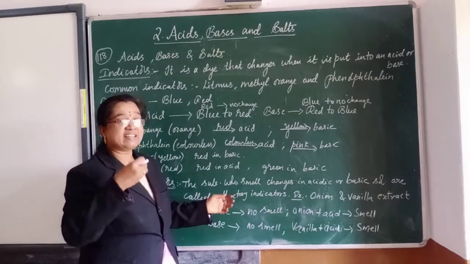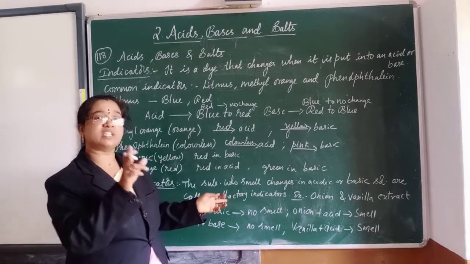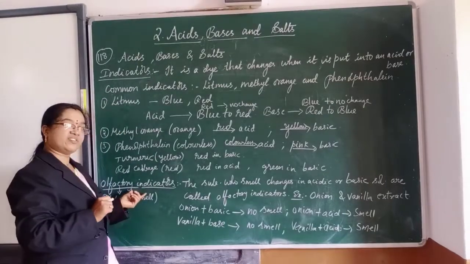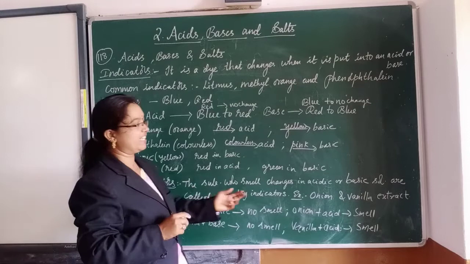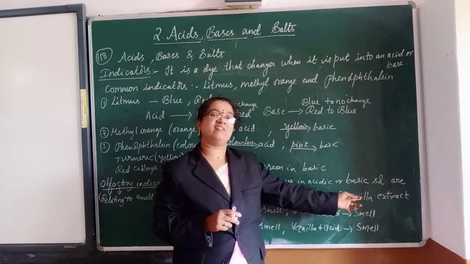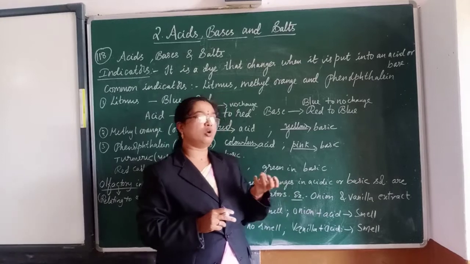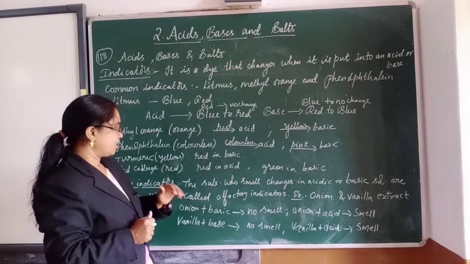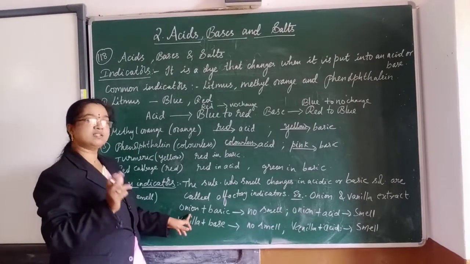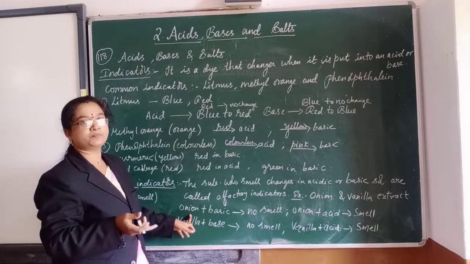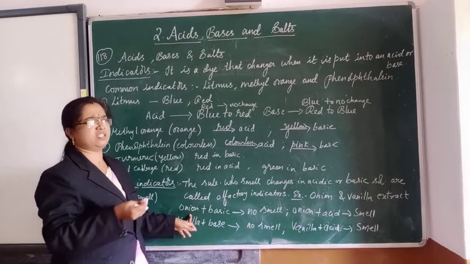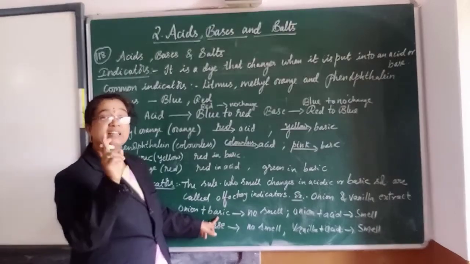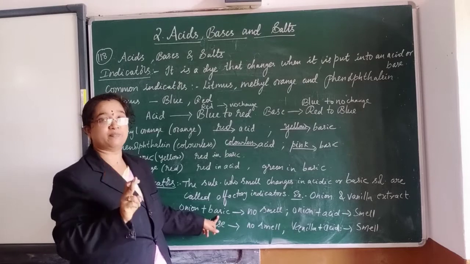Means if a substance is losing its characteristic smell after adding these, that type of substance we will call olfactory indicators. There are 2 olfactory indicators. One is onion and another one is vanilla extract. We all know onion has its own characteristic smell, isn't it? Yes. So how we will use it: when this onion is added to any base, such as sodium hydroxide or some other base, the onion will lose its smell. In that case we will not get that onion smell.